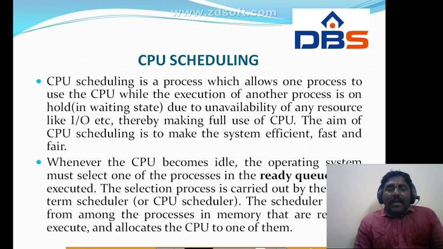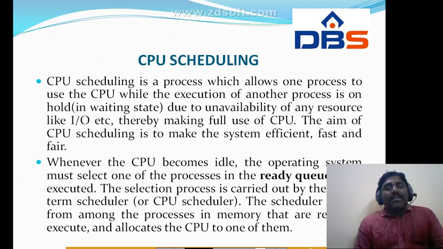See, for example, there is one process. That process came to the ready state. From the ready state to the running state. Running state means the process is executed by the processor. If that process needs some IO device, then what will happen? That process will move to the waiting state. In the meanwhile, the processor is in the idle state. What CPU scheduling says is that it should not be like that.